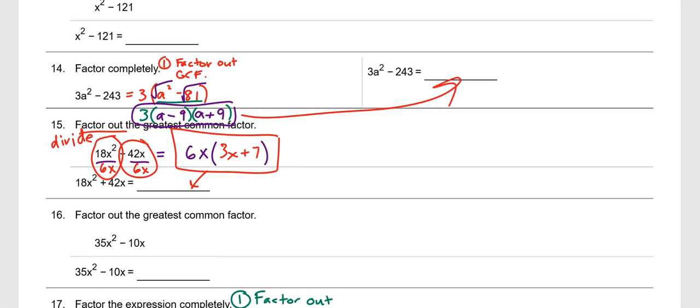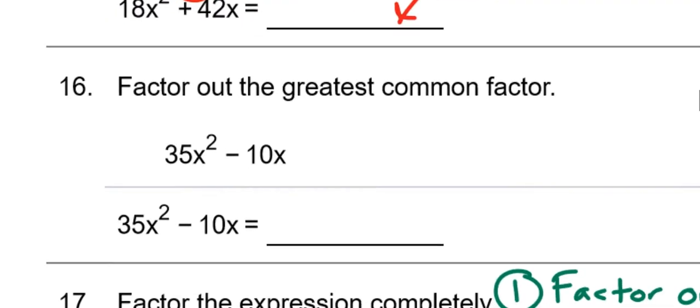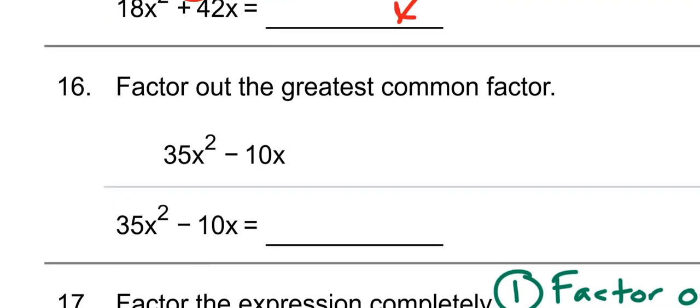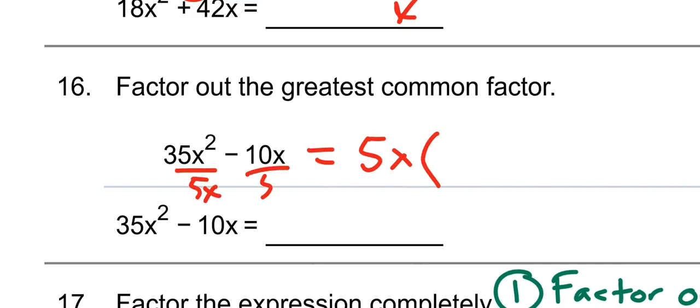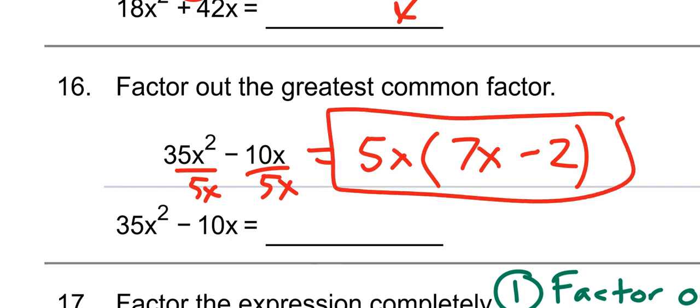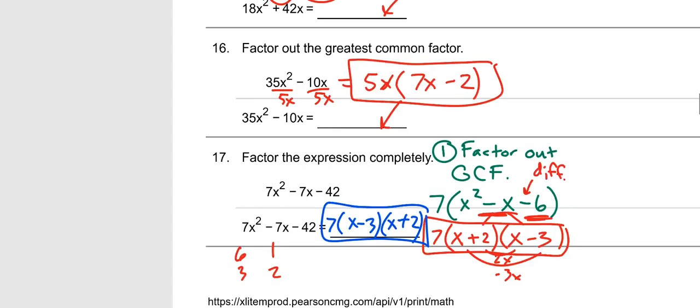Let's see here. This also has a GCF. I can see that 5 goes into everything, but I can also see that an x can be pulled out. So I'm dividing everything by 5x. That would leave me with 7x minus 2. There you go. Final answer. Can't do anything more with it.